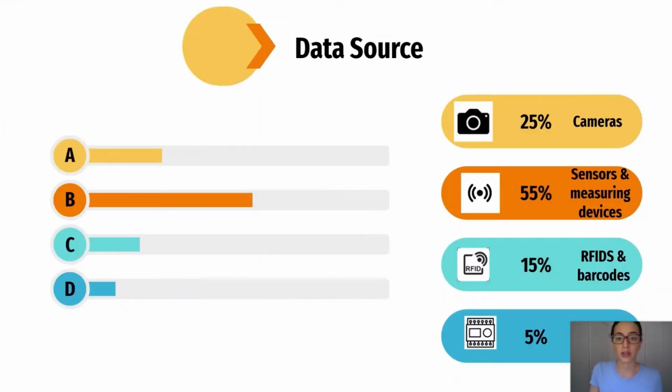Let's start with layer number 1, data source. In this case, we define a data source in terms of its root source. So under our definition, a database is not a data source, but a data lake.